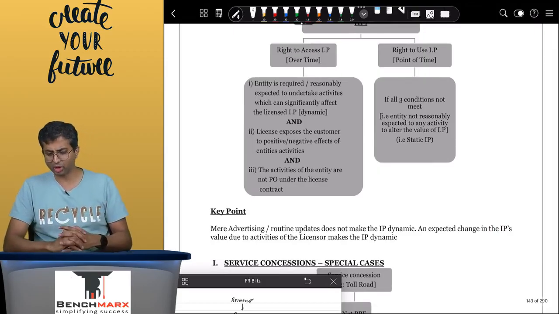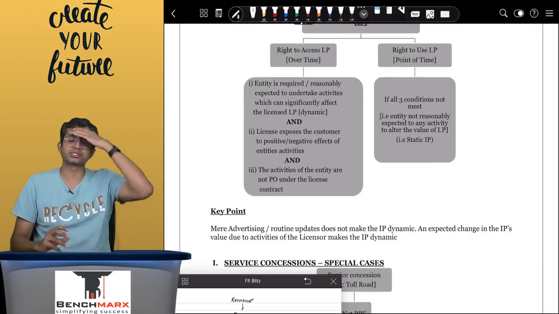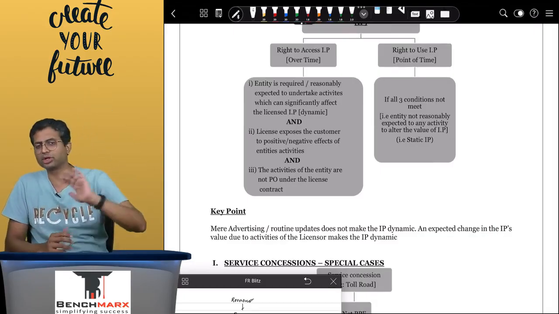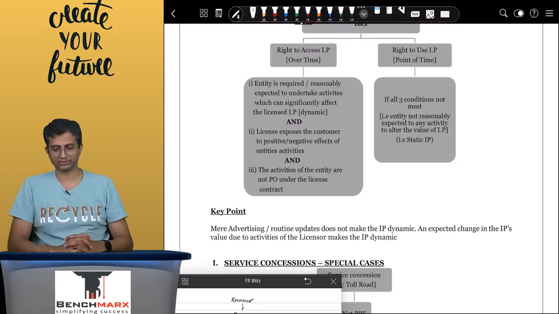So if the 3 conditions are not met, it is like a static IP, not a dynamic IP. If it's a static IP, the revenue recognition happens at a point of time. If it is a dynamic IP, the revenue recognition happens over a period of time.